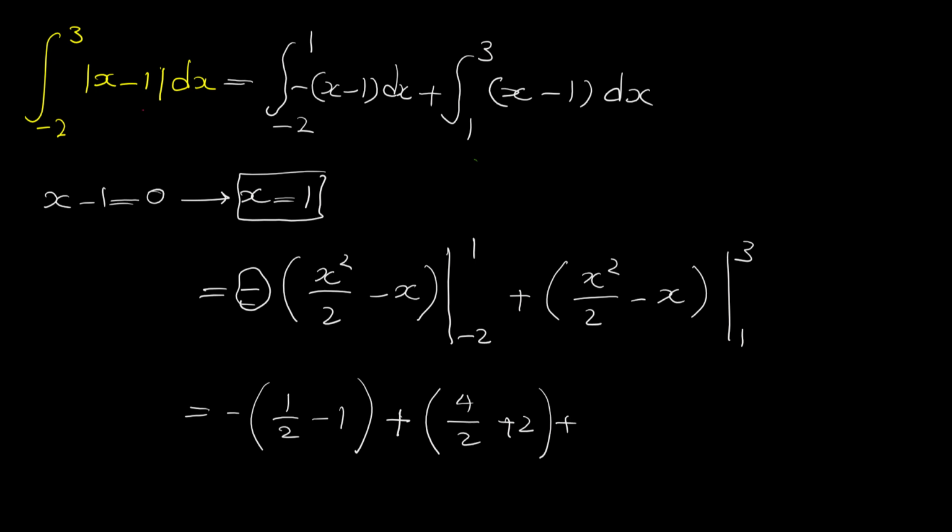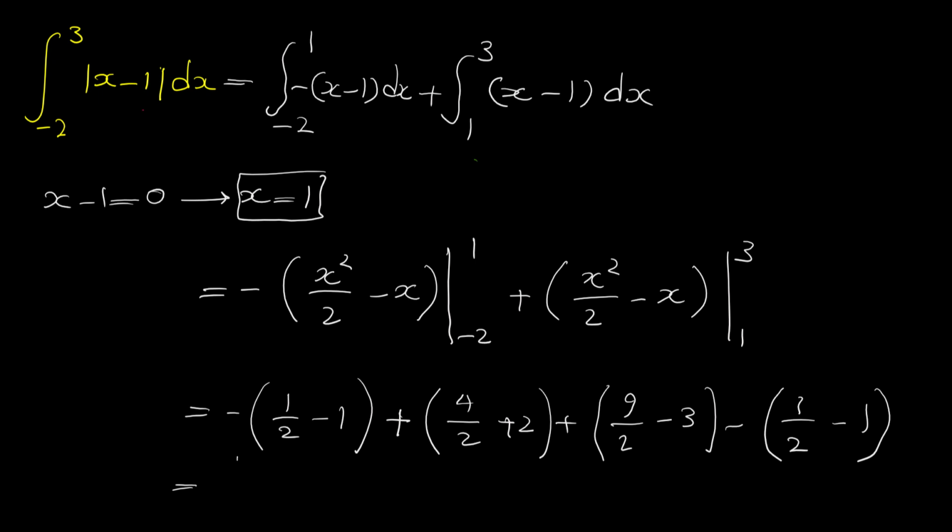Now let's go to the next substitution that we have to do here. First we plug in 3. Then we have 3 to the 2, or 9 over 2, minus 3. Minus, plug in 1, then we have 1/2 minus 1. The first bracket from the left, 1/2 minus 1, is negative 1/2. We have a negative outside, so this would be 1/2.